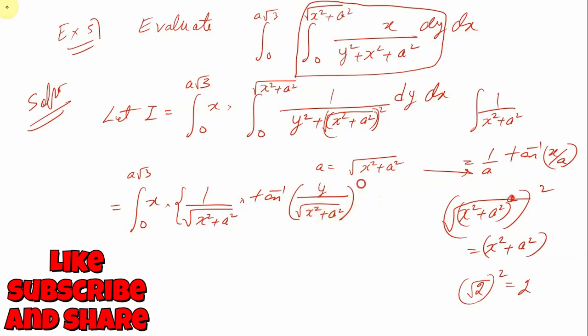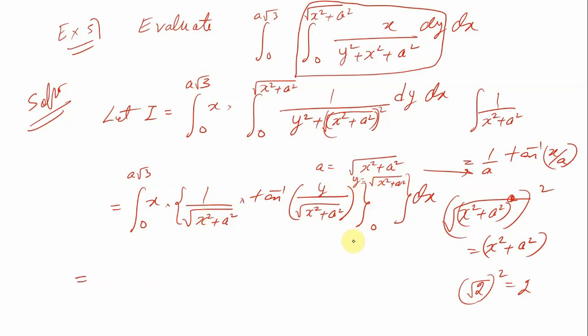That's it, students. Very, very simple, don't get confused. Then the upper limit and lower limit is 0 to square root of x square plus a square into dx. So this is equal to, yes students, now when we simplify this, wherever y is there, I'm going to put first y, this upper limit and lower limit. So this is going to become 0 to a root 3, x as it is, no change in x, keep x as it is, students. Then 1 upon square root of x square plus a square, no change as it is. Tan inverse, only this part is going to change.